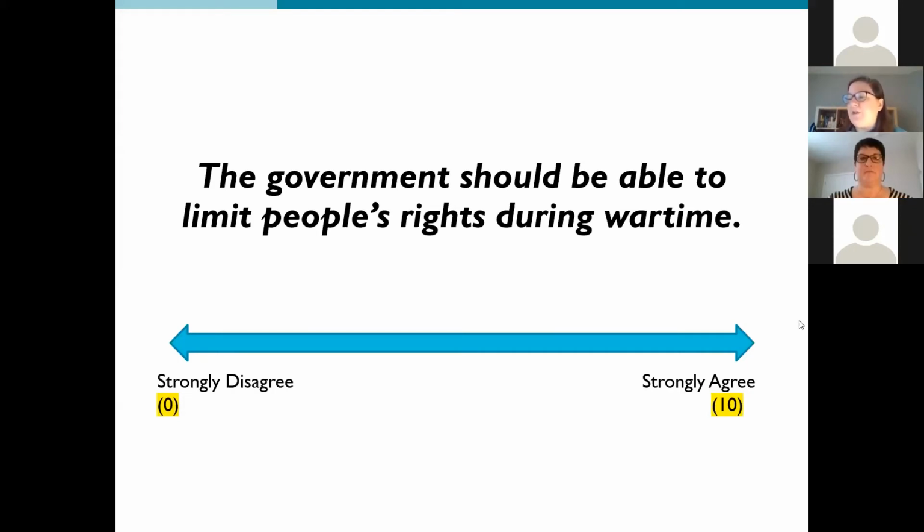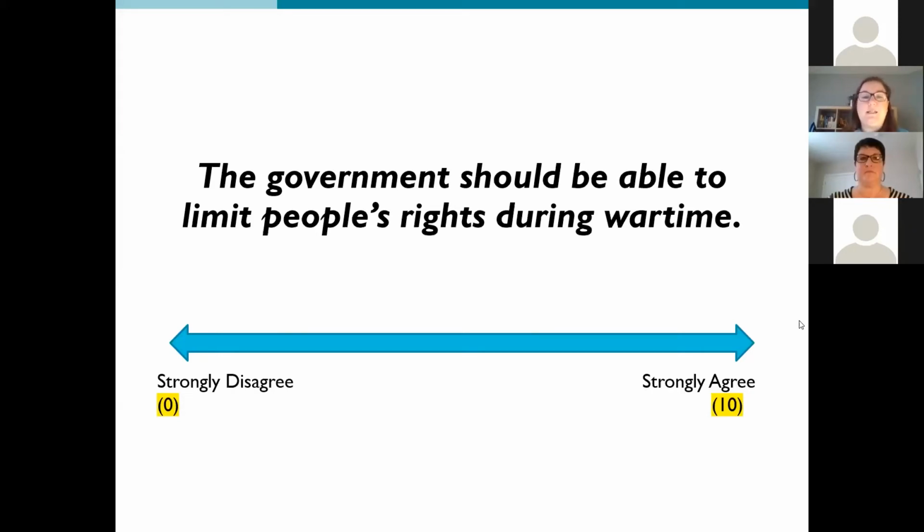What other factors might we take into consideration when weighing this question? So for example, what if the government limits the rights of just certain groups of people? That offers us some connections, for example, to the Korematsu case.